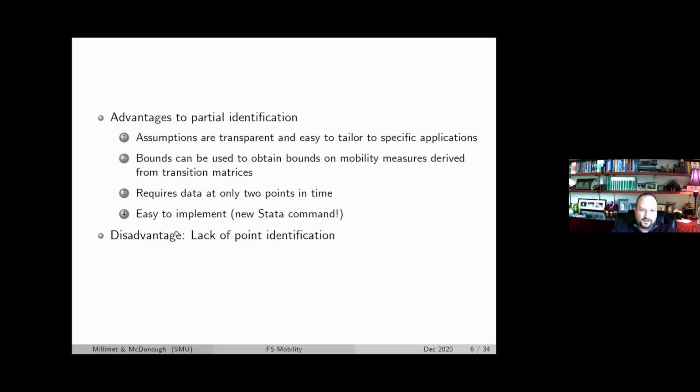All right, so advantages to partial identification, in contrast to these previous papers that use more structural approaches to deal with measurement error when looking at mobility. The assumptions here are extremely transparent, I think, and more to the point, they're easy enough to either impose or not impose, depending on your particular application and whether or not you believe that particular assumption. So it's really easy to present bounds under alternative sets of assumptions, and it's kind of like a menu, and you can pick and choose the bounds that you believe.